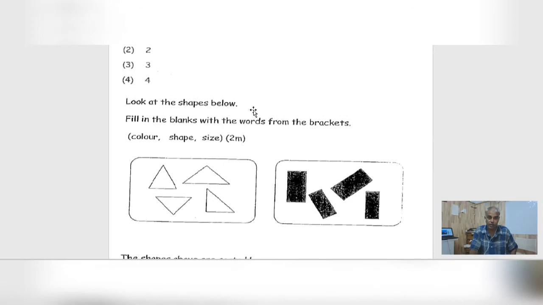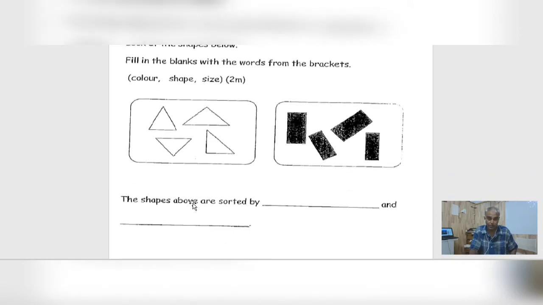Now it says, look at the shapes below, fill in the blanks with the words from the bracket: color, shape, size. This is a 2 marks question. The shapes above are sorted by. So you can see that these are the 2 groups. So why is this in one group and this in another group? So the shapes are categorized or classified according to what? According to the size, or according to the color, or according to the shape, right? So you can say that it's written here, dash and dash. So of course this is white in color and this is black in color. So one is the color, right, this one.